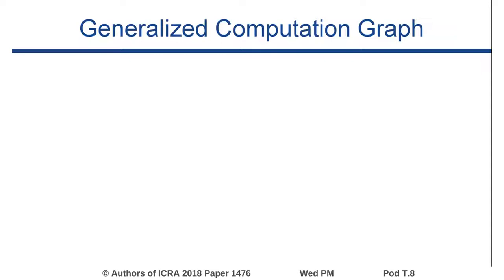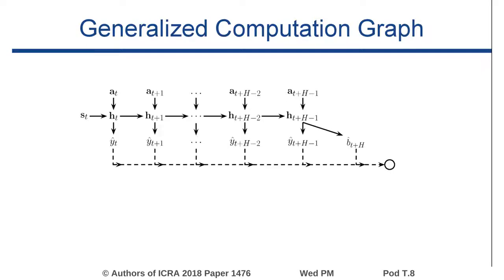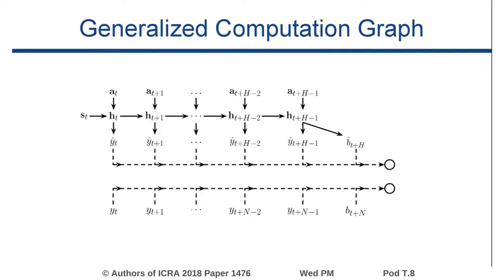We formulate a generalized computation graph that subsumes value-based, model-free, and model-based methods. The graph takes as input the current state and a sequence of H actions, which produces H hidden states. Each hidden state produces an output Y hat and an additional terminal output B hat. The predicted outputs and the ground truth labels are combined to form an error signal that trains the model.